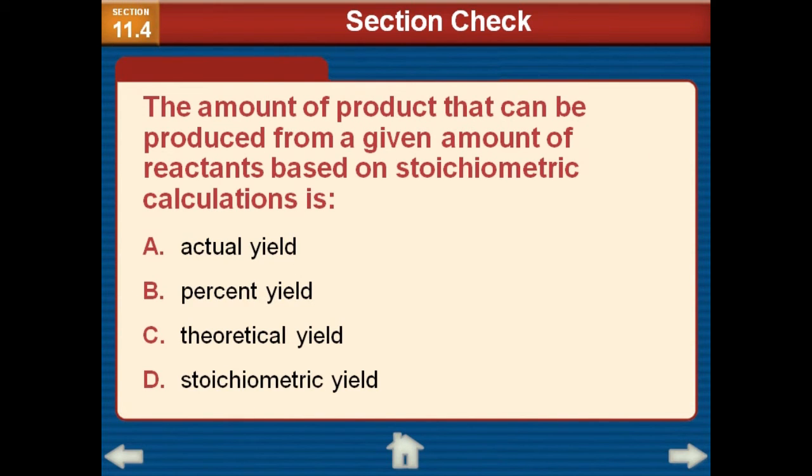The amount of product that can be produced from a given amount of reactants based on stoichiometric calculations is A, actual yield, B, percent yield, C, theoretical yield, or D, stoichiometric yield. The answer is C, theoretical yield.